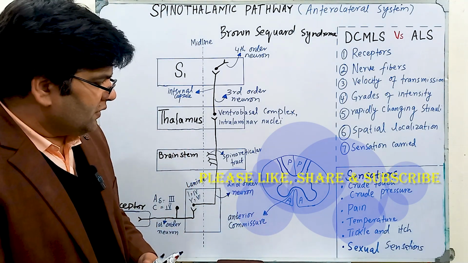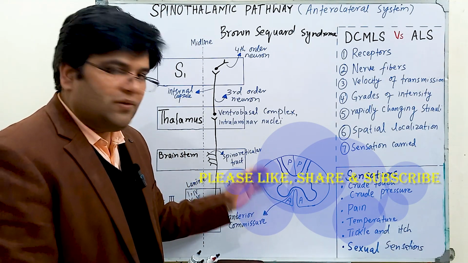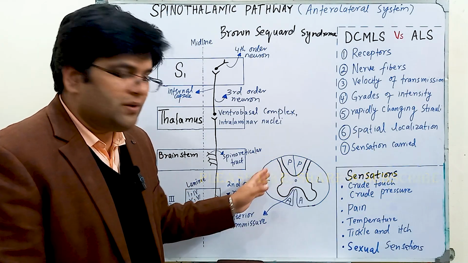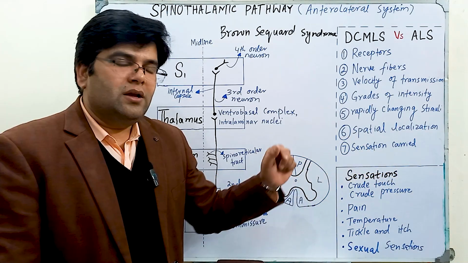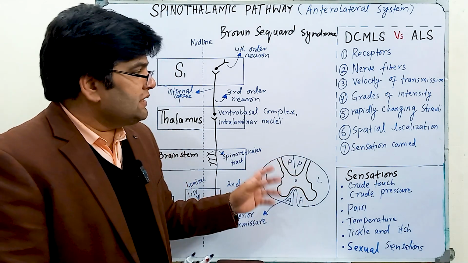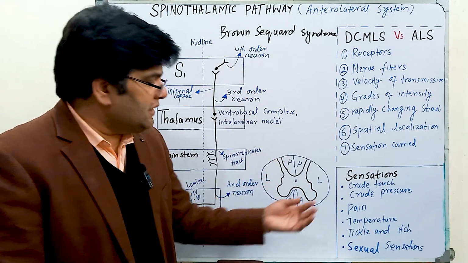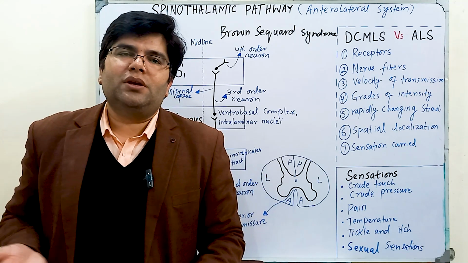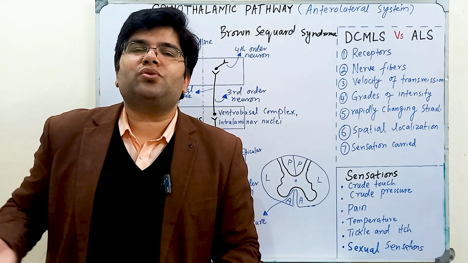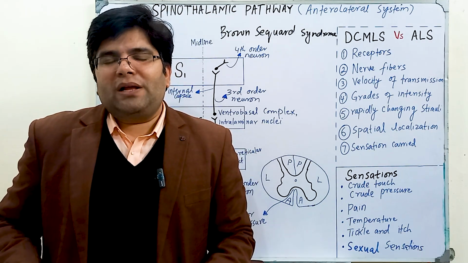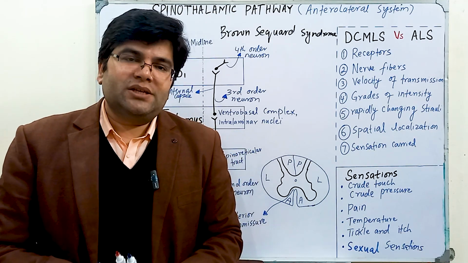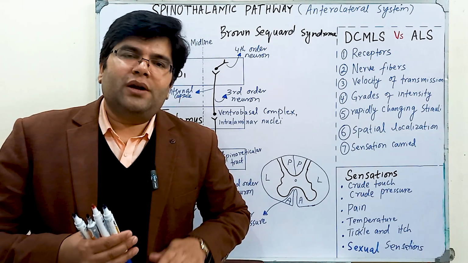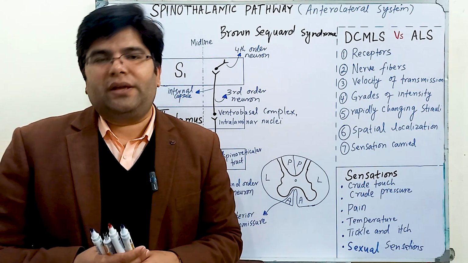motor effects? On this side, the spinothalamic pathways, if they are damaged, because these pathways are crossed fibers coming from the opposite side, there will be loss of all the sensations carried by the spinothalamic pathways from the opposite side. So if on the right side there is damage to half of the spinal cord, the spinothalamic pathways are damaged, and the sensations carried by these pathways will be lost on the opposite side of the body, 1 or 2 segments below the level of lesion.